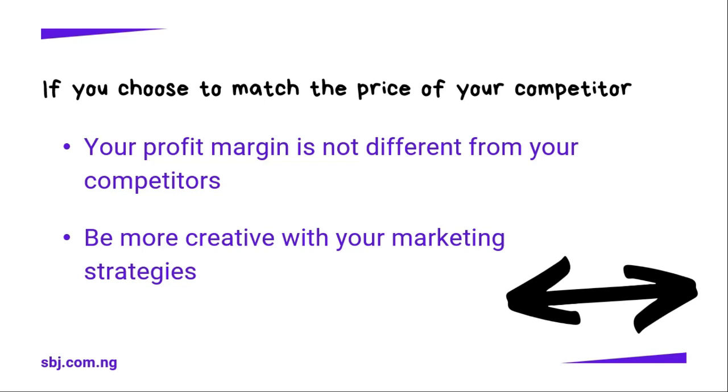Now, if you choose to match the price of a competitor, that means your competitor is selling at 7,500, and me too, I'm selling at 7,500. It means that your profit margin is not different from your competitors. As your competitors are selling, you are selling your own. But it means that you have to be more creative with your marketing strategies. So you go online, you dance, you do videos, your marketing strategy has to be more creative.